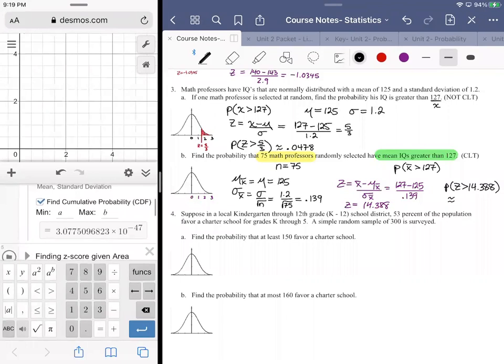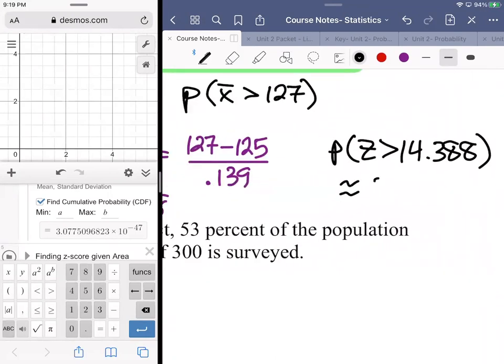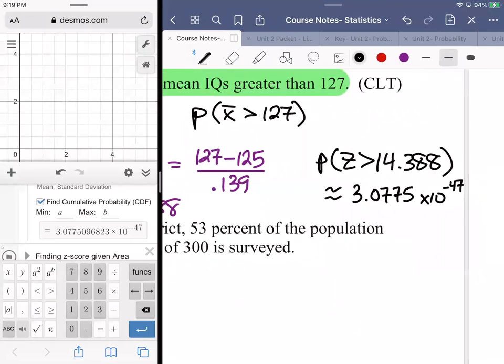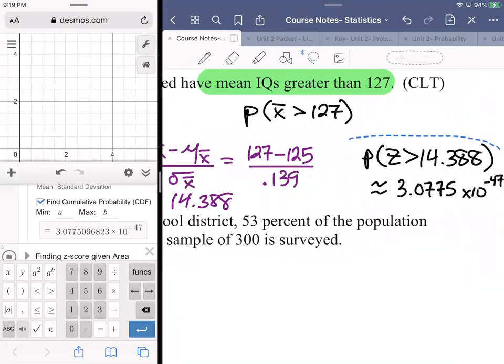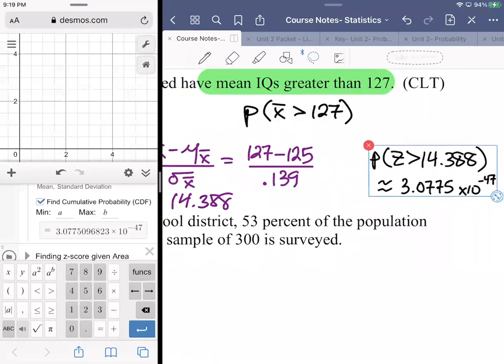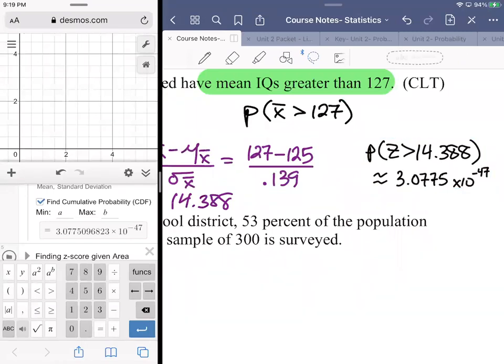And then I look at my probability, and you can see that it is astronomically minuscule. So 3.0775 times 10 to the negative 47th power. Very small. It's so small that you might as well just think of it as 0. That's how unlikely it is. Because this is point, then type out 46 zeros, then the 30775. All right, so very, very, very tiny.